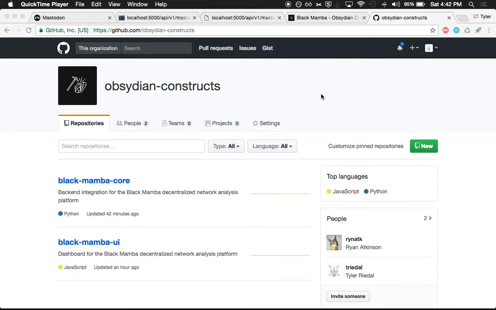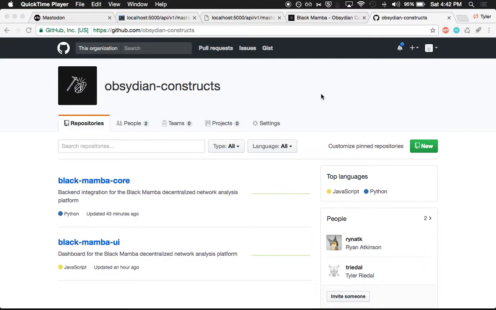My name is Ryan Atkinson, and my team partner was Tyler Riedel, and together we are Obsydian Constructs. Today, I'm here to present to you our entry into the third challenge, Gray Pill. We found this to be one of the most interesting challenges available, and as we understood it, the objective was to create a window into the world of decentralized social media networks and to try to extract meaningful information from this raw data. Now, our solution we have coined as Black Mamba.